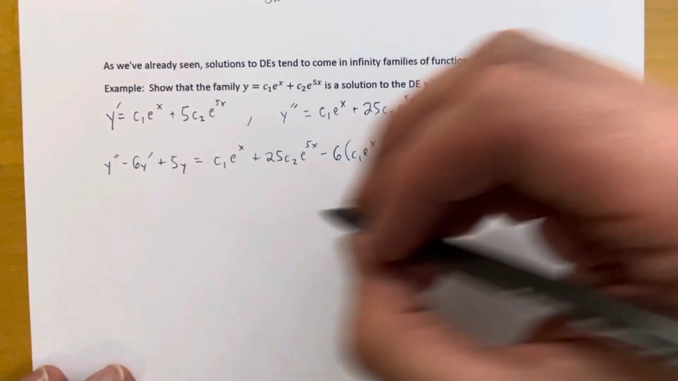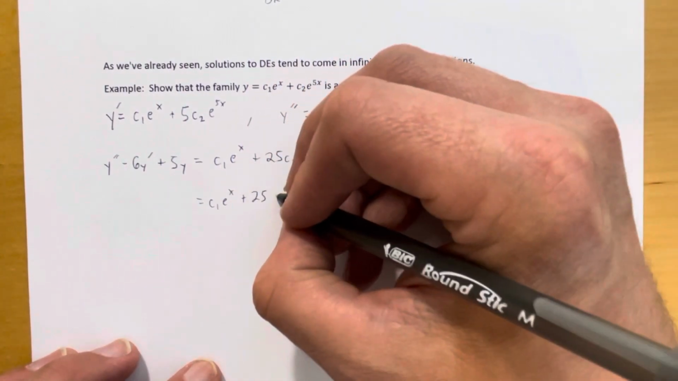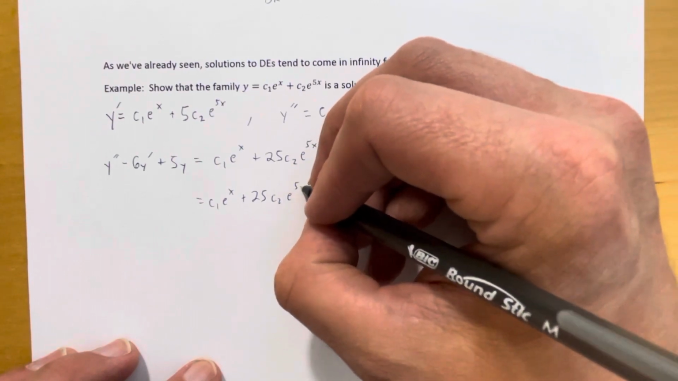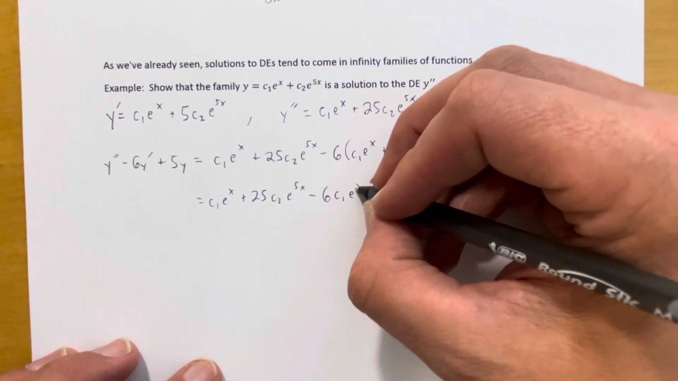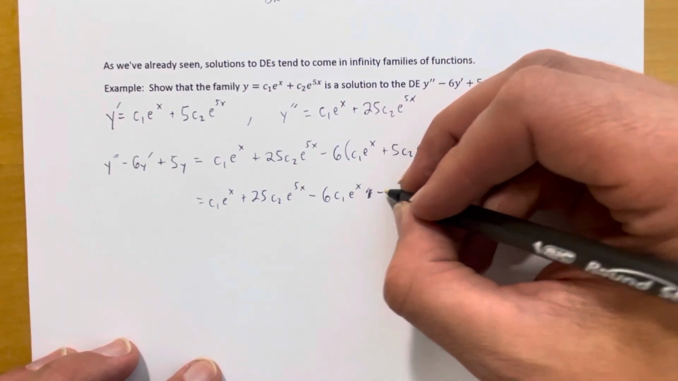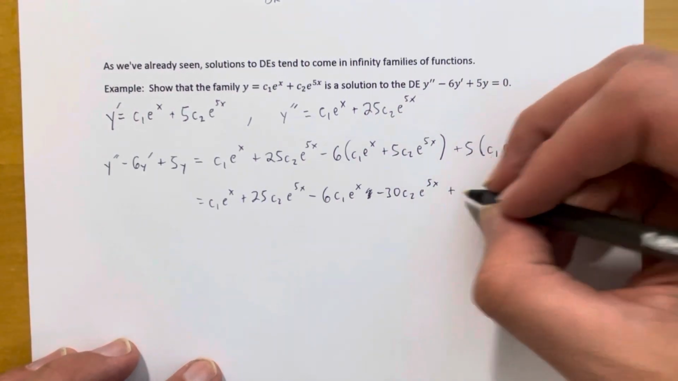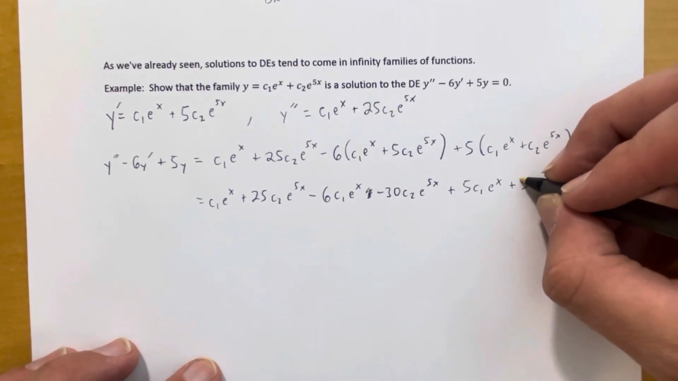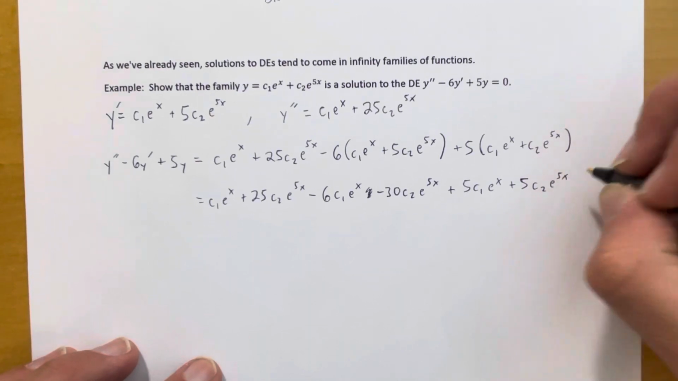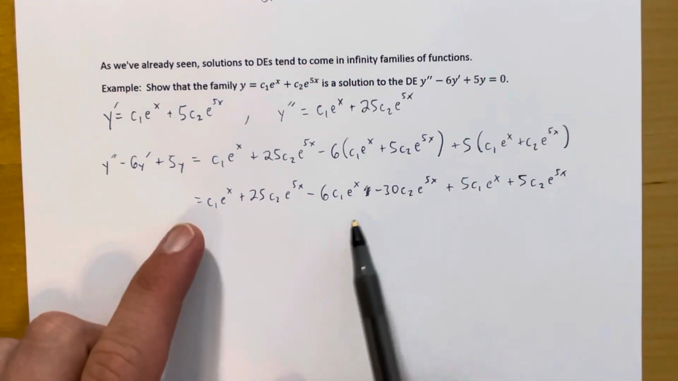Now let's distribute some things and see what happens. c1 e to the x plus 25 c2 e to the 5x minus, distributing a 6 in there, I'm going to get minus 6 c1 e to the x minus 30 c2 e to the 5x. Here, distributing that 5 in, I'm going to get 5 c1 e to the x plus 5 c2 e to the 5x. Now, I'm seeing some exponentials involving e to the 5x and other exponentials involving e to the x. So let's deal with those separately.